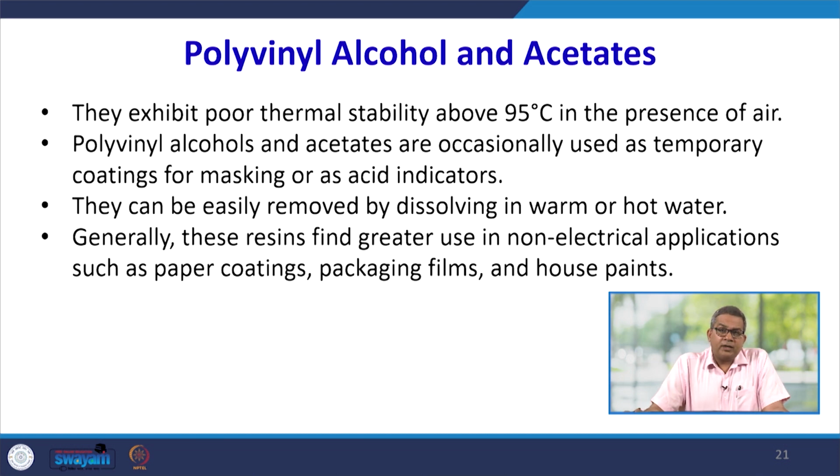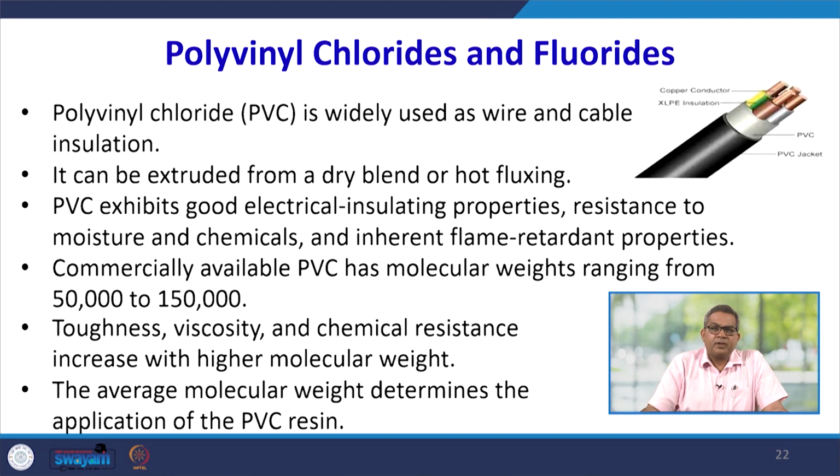PVA is occasionally used as a temporary coating for masking or as an acid indicator. It can be easily removed by dissolving in warm or hot water because it has a very close affinity with water. And generally, these resins find greater use in non-electrical applications like paper coating, packaging films, and house paints.